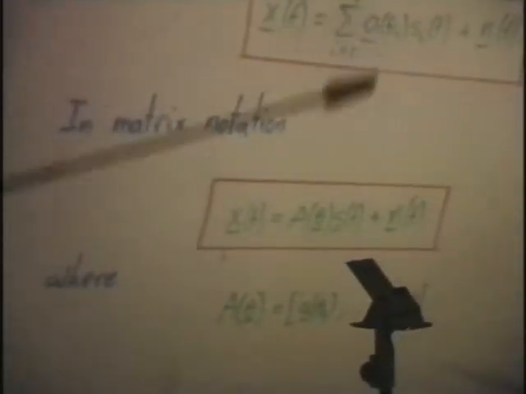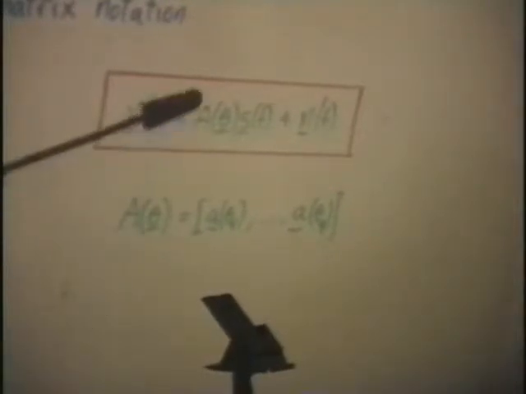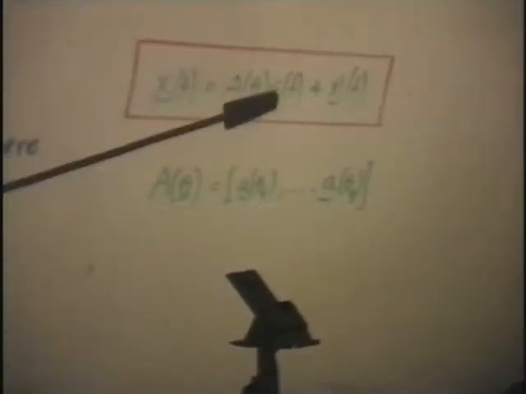So this is the response to a single source, and when you have Q sources, you get just a superposition, and this is a more compact form where we have stacked the vector in a matrix form. So this is our final model. X of t is simply given by a matrix which is parameterized by the directions, A of theta, times a vector S of t, plus N of t.